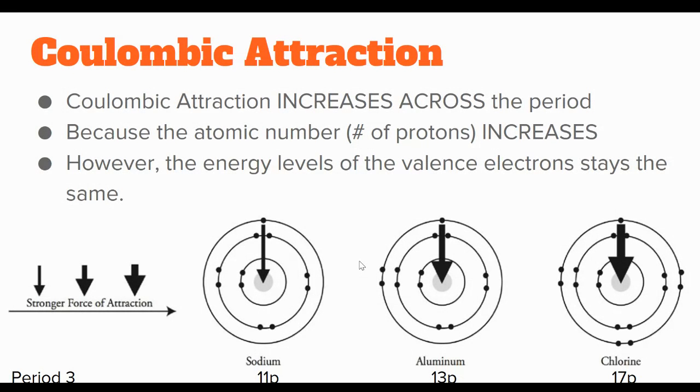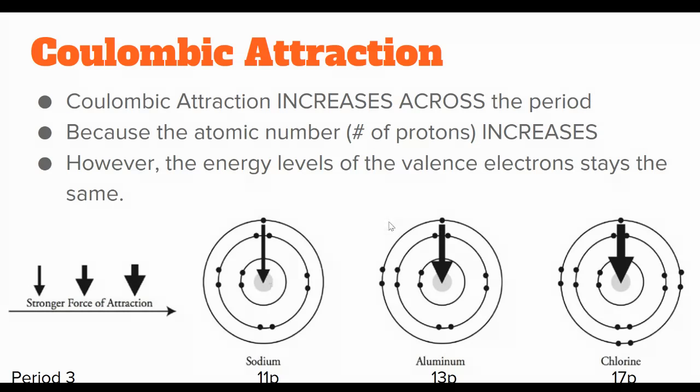So when you're going across the periodic table, you're right here. I have three different atoms. They're all in period 3. They all have the same number of energy levels. So first we have sodium, which has 11 protons and 11 electrons. And you'll notice that this has the smallest arrow, and it has the force between our valence electrons, which are way out here, and our nucleus is the least.